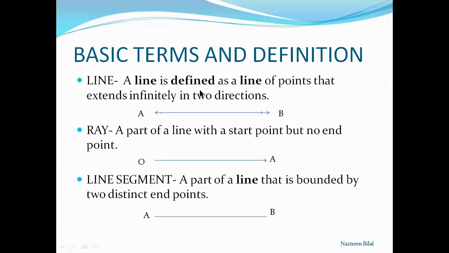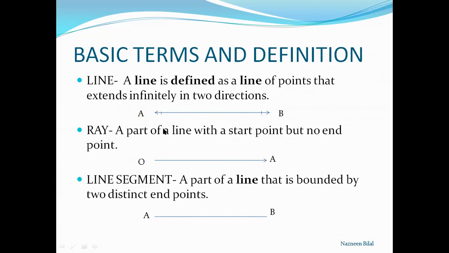A line is defined as the line of points that extends to infinity in both the directions. So here line AB is extending in both the directions. We have represented them with an arrow sign.